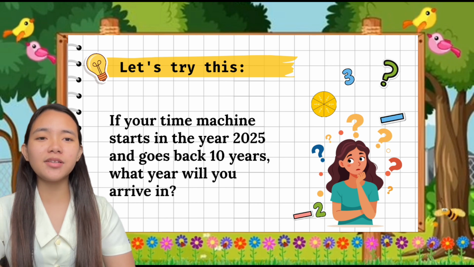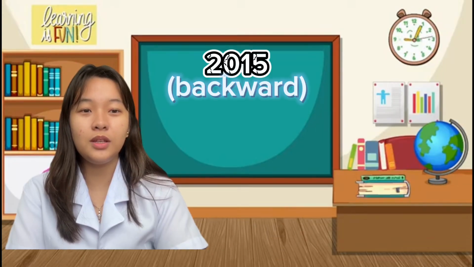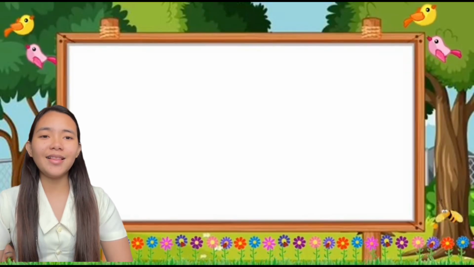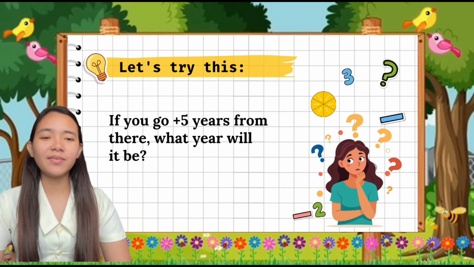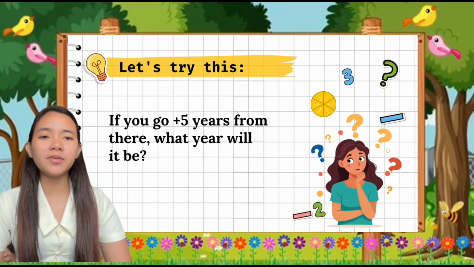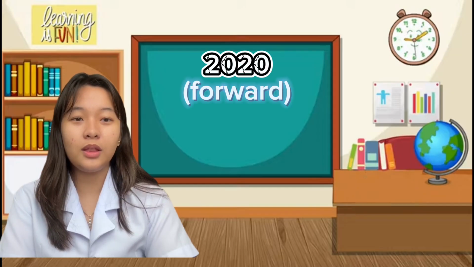If your time machine starts in year 2025 and goes back 10 years, what year will you arrive in? Ma'am, the answer is 2015. Let's try another one. If you go forward 5 years from there, what year will it be? Year 2020, ma'am. Good job! All of your answers are correct. I hope all of you enjoy this short activity.